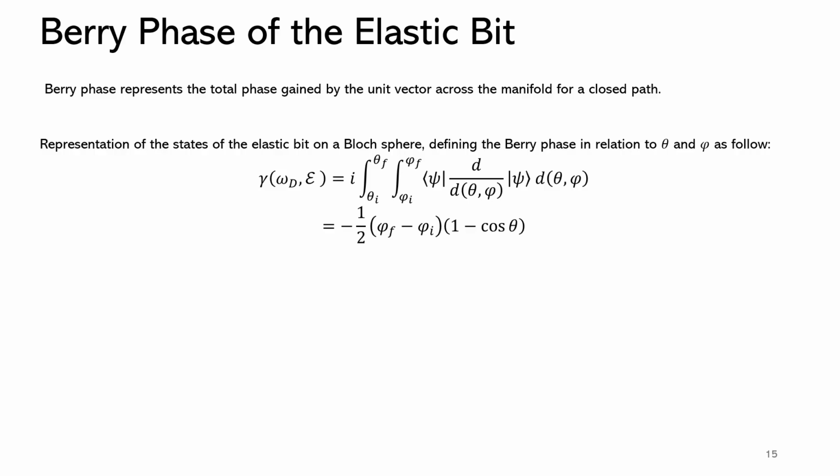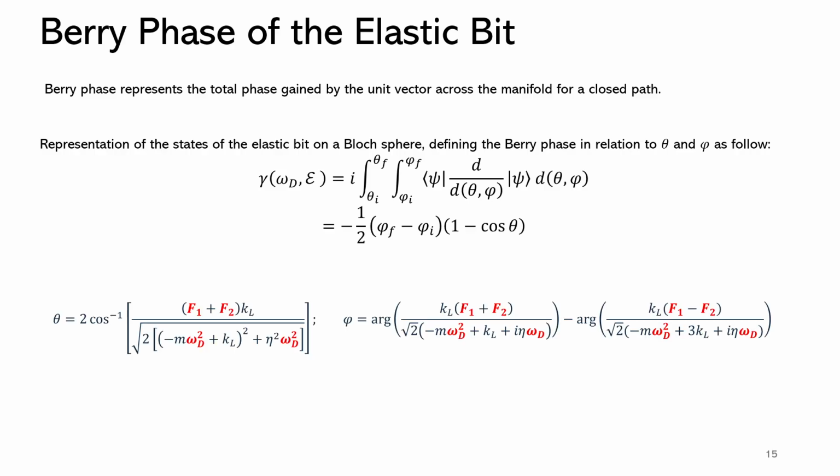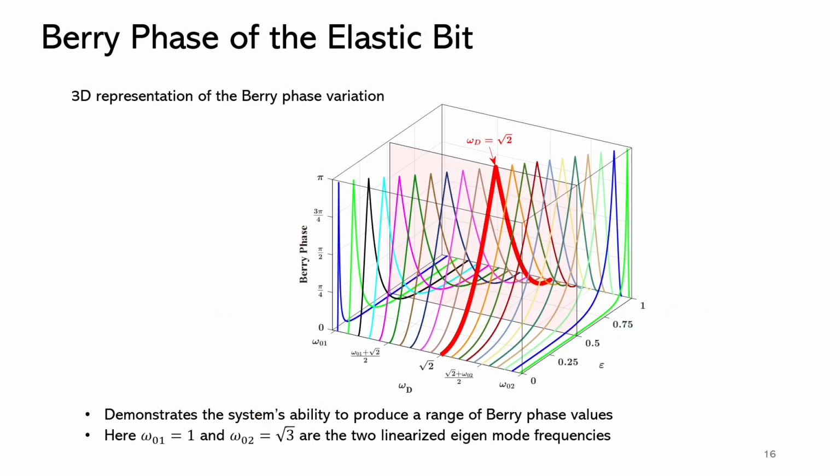So this is the representation of the elastic bead on a Bloch sphere, and we are defining the Berry phase in relation to the polar angle and azimuthal angle. So this is the equation that we had, and this is the driver equation that we have. Then we have the Berry phase that we can see.